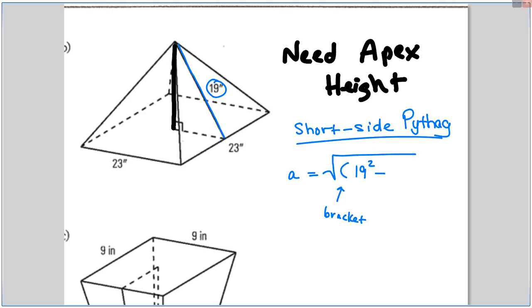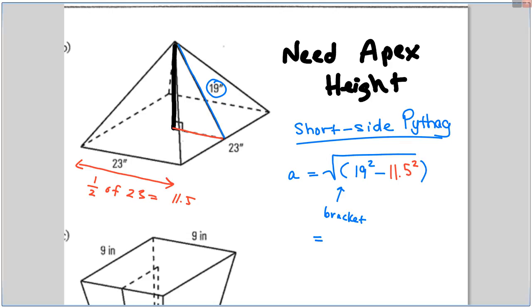As long as you put the big number first, the hypotenuse, subtract the small number. And in this case, remember that the other small number here is half of this length, 23. So half of 23 is 11.5. So 11.5 goes there. Is everyone okay on this? And then square root, and there you go. You'll get your short side.